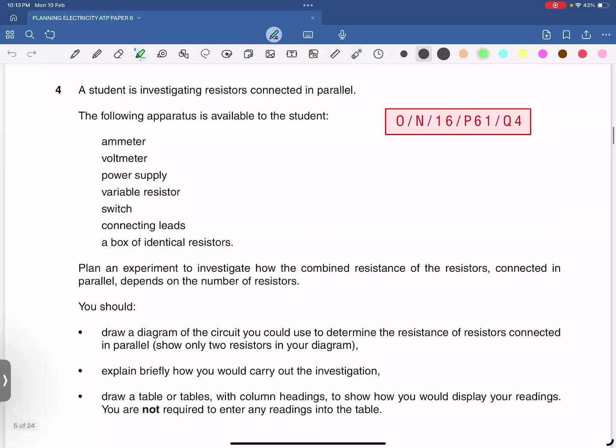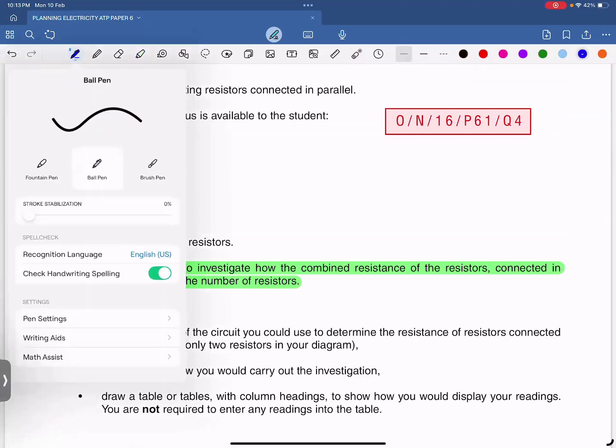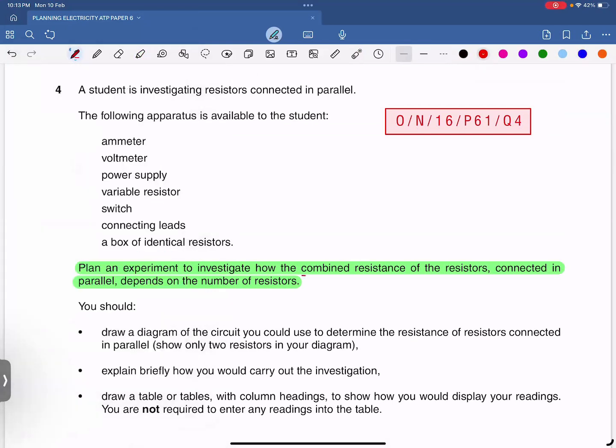The question is, plan an experiment to investigate how the combined resistance of resistors connected in parallel depends upon the number of resistors. So first of all, you need to underline the key question. How combined resistance, this is your dependent variable, depends upon the number of resistors in parallel. This is your independent variable. So this is very important.